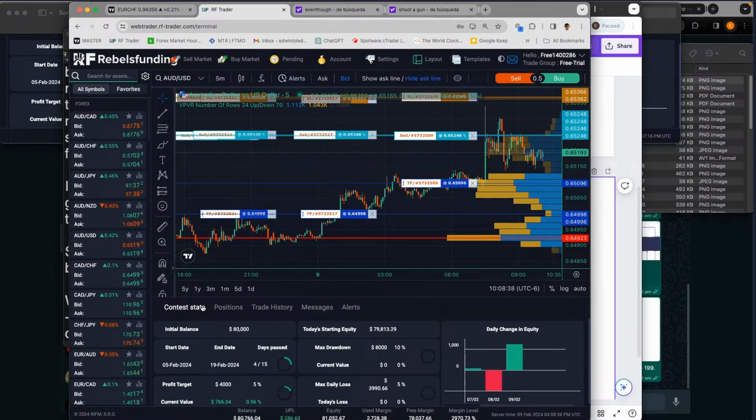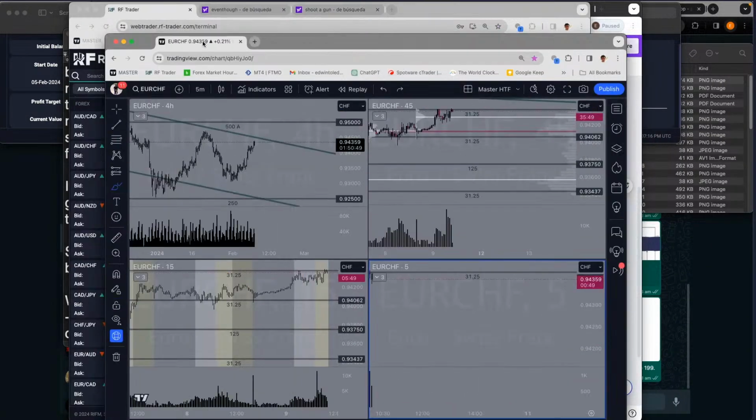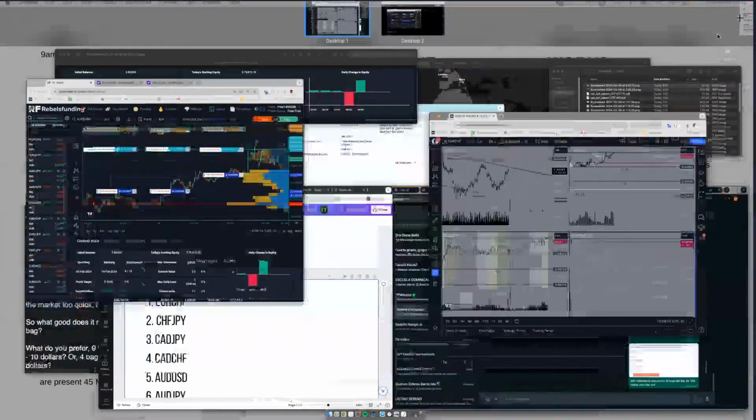What I was saying is we are trading those five pairs, we're trading those five pairs, and I want to see them in the system.